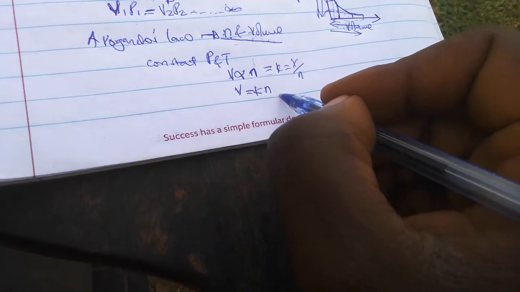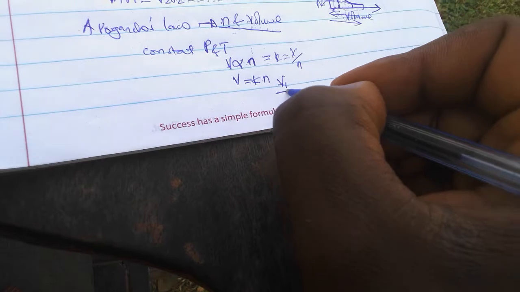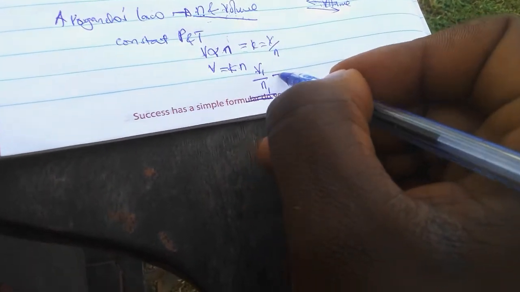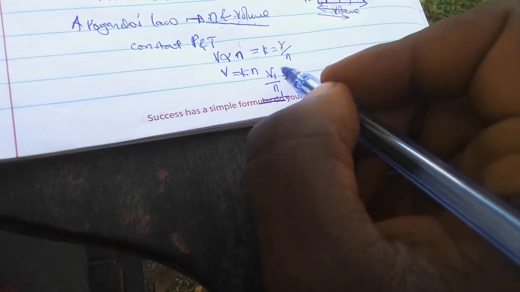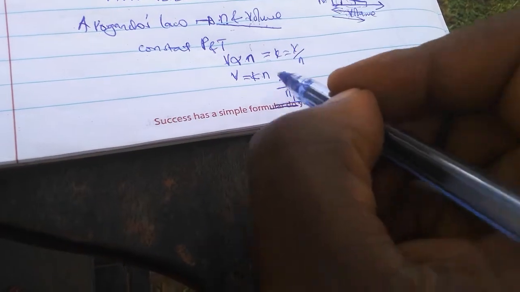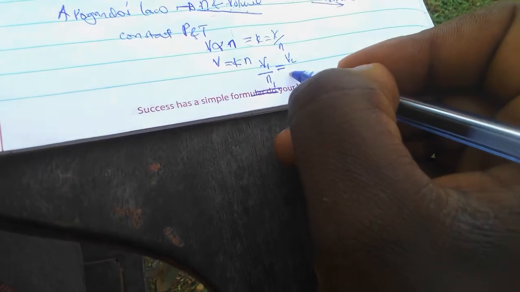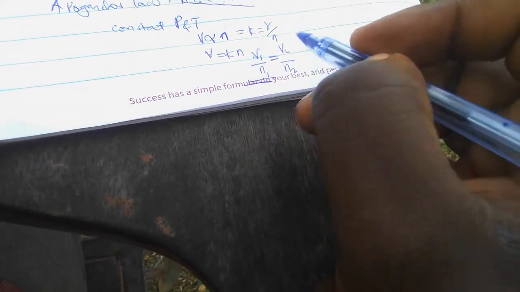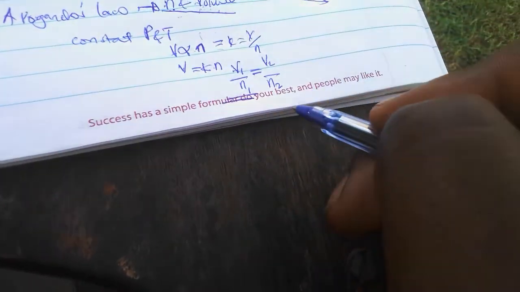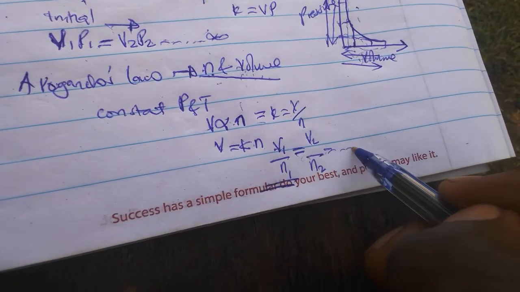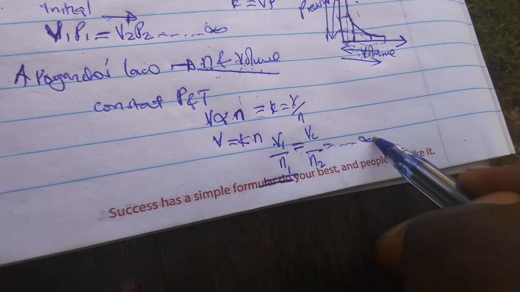So before the change, V1 out of n1, that is the initial stage of the gas. But then if you make changes within the variables, it will be equal to V2 after the change divided by n2, because the number of moles also must increase for this principle. So the changes can go up to infinity.